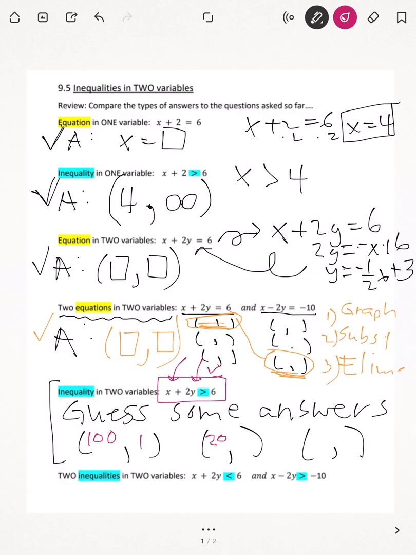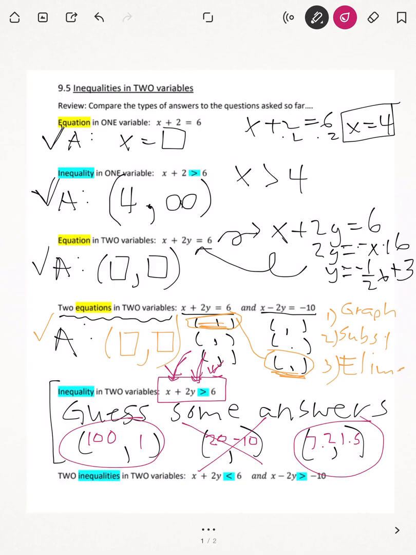How about 20 and negative 10? If I put 20 in for x and negative 10 in for y, oops, that's definitely not greater than 6. That's not an answer. Let's try for something else. How about 7.2 and 1.5? If I put 7.2 in for x and 1.5 in for y, yep, that checks out. It definitely is bigger than 6. Here's an answer. That's not an answer. You can see how random this is.